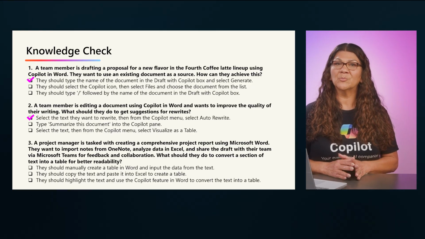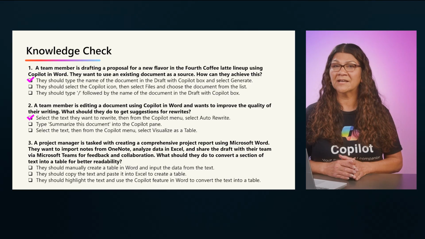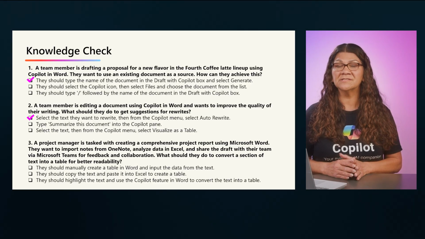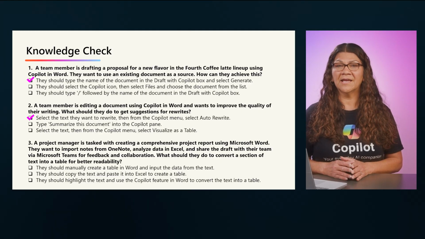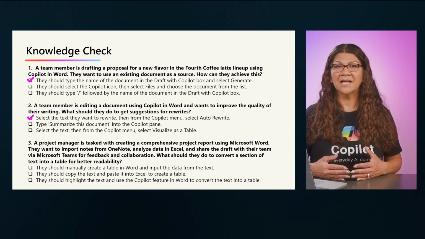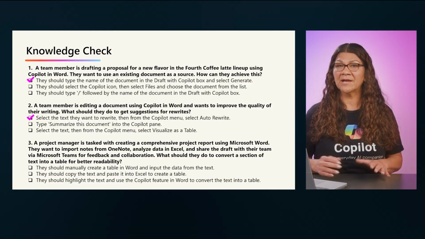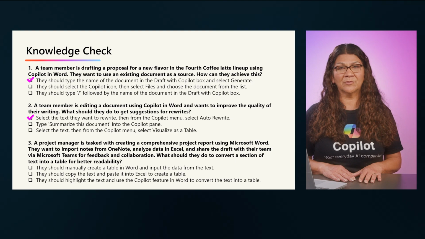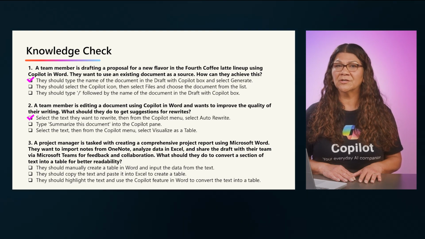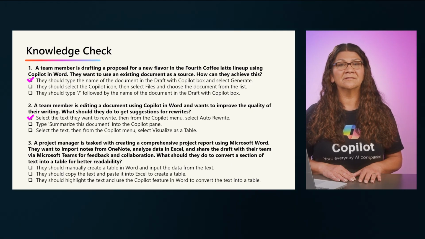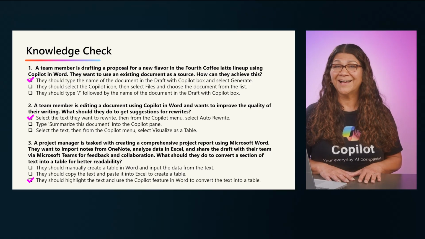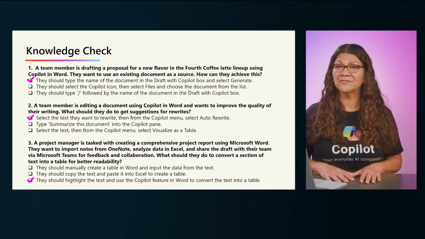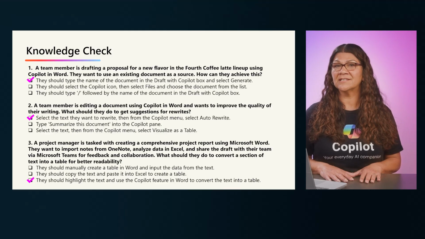Question 3. A project manager is tasked with creating a comprehensive project report using Microsoft Word. They want to import notes from OneNote, analyze data in Excel, and share the draft with their team via Microsoft Teams for feedback and collaboration. What should they do to convert a section of text into a table for better readability? Answer: they should highlight the text and use the Copilot feature in Word to convert the text into a table.